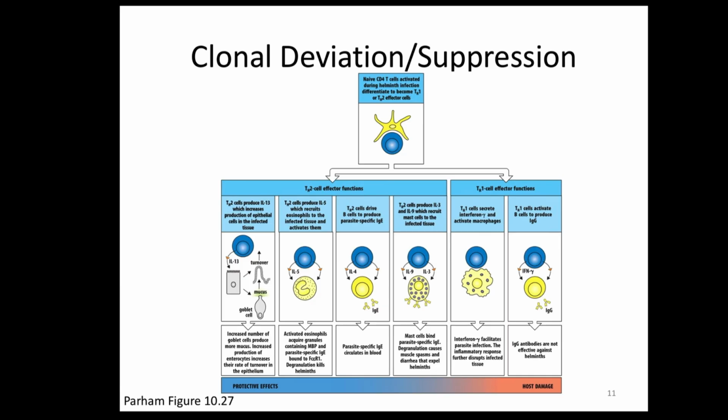So what you should get right now is that the idea is usually if you eat an antigen, you're going to make Tregs.